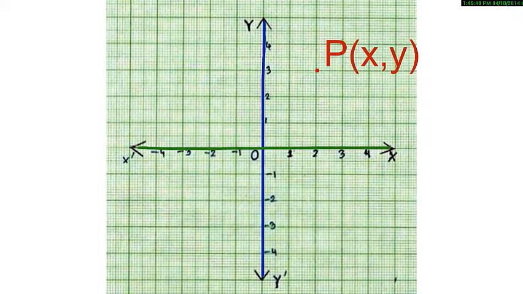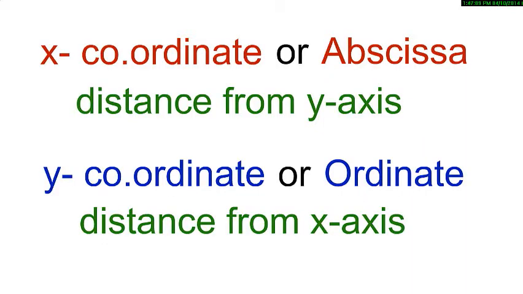An ordered pair is the two numbers written in a particular order needed to give the position of a point in the Cartesian coordinate system. The convention is to give the x-coordinate or the abscissa first and the y-coordinate or the ordinate second. We need to know that the x-coordinate in Cartesian coordinates is the distance from the y-axis. The y-coordinate in Cartesian coordinates is the distance from the x-axis.